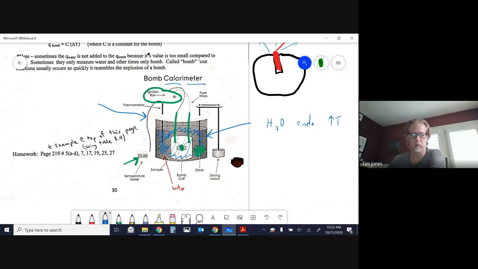But ultimately, it's not the water that we care about. It's the reaction that's taking place within the water jacket. So if heat went into the water, that means heat came out of the reaction. So as far as the reaction's concerned, it would be exothermic. And so you'd have to be careful and make sure that you reference this once you start talking about the reaction that's happening, because it's not the water that we really care about. The water is an indirect way of figuring out how much heat was involved.